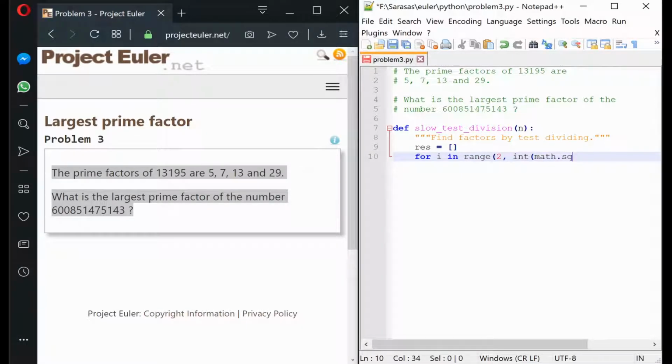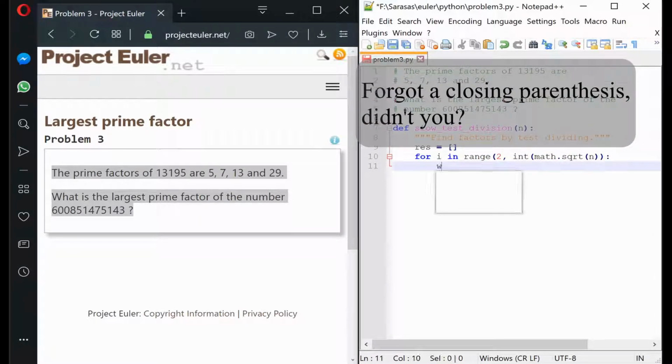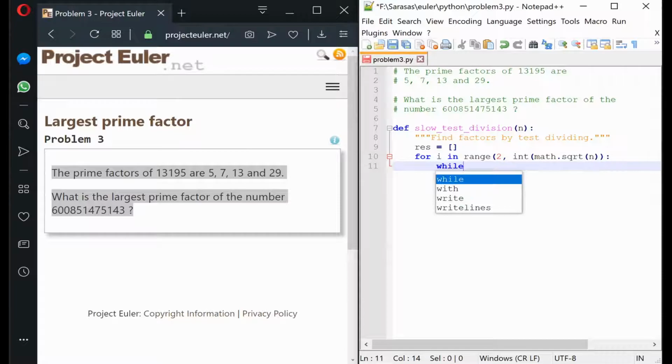Then we use the modulo operator to see if something divides cleanly. If the remainder after division is 0, then it was a divider. And then we add it to the list of dividers.